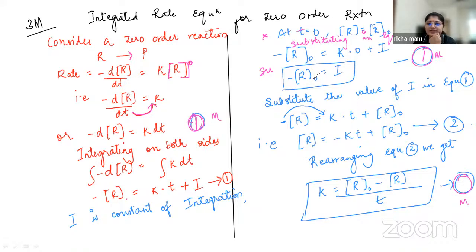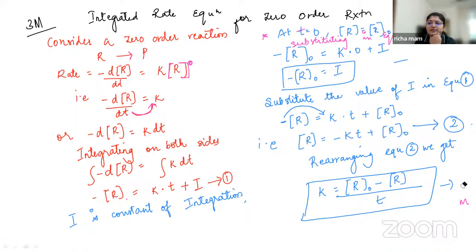Now this value of I, we are going to substitute again in equation number 1. So substitute the value of I in equation 1. What do we get? Minus R is equal to KT plus R naught. So what we are doing here is shifting this negative sign to the other side. So R, concentration of R, is equal to minus KT plus R naught.